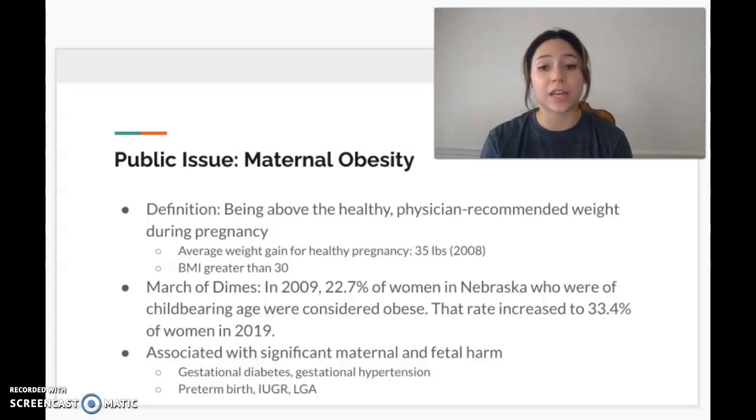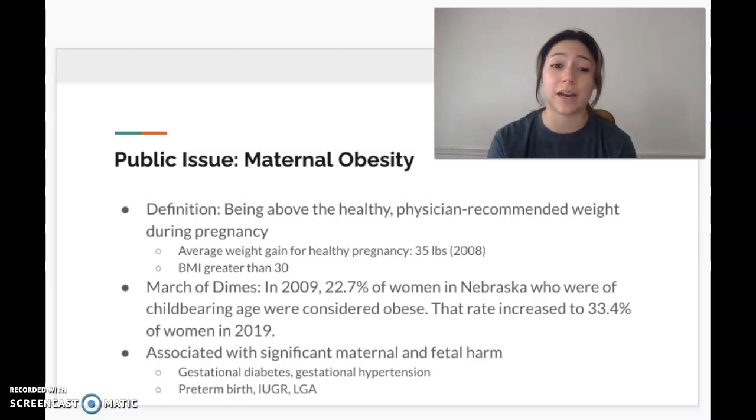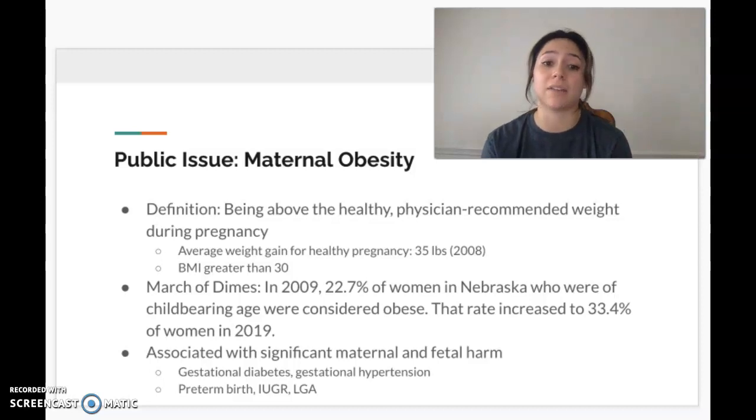The public issue that I decided to research is maternal obesity. Maternal obesity is just defined as having an above average healthy weight recommended by a physician. So the average weight gain for a normal healthy pregnancy is about 35 pounds, and obesity during pregnancy is considered having a BMI greater than 30.